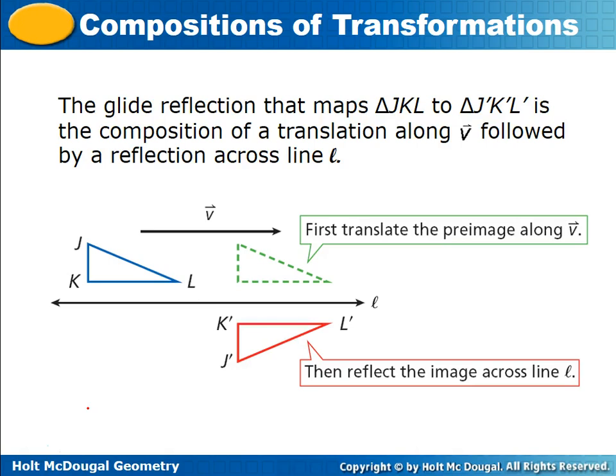So an example of this here is JKL translates to be J prime, L prime, K prime. When we translate it, that's what it becomes. And then when we get down here to our reflection, we're going to have K double prime, L double prime, and J double prime. And that's because we translated it first and then we reflected it.